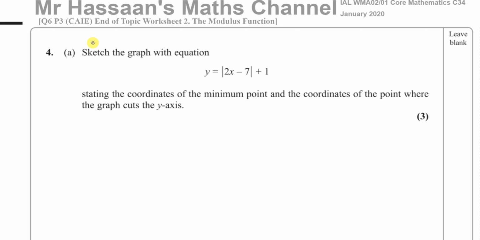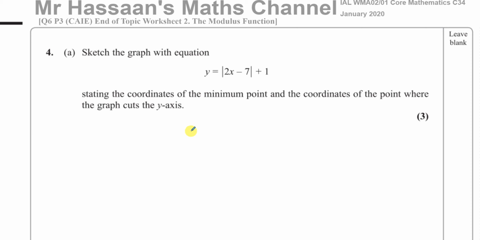I'm now answering question number 4 from the International A-Level Edexcel Core Mathematics C34 paper from January 2020. This question is also question number 6 for my Pure 3 end of topic worksheet number 2, the modulus function. This is from my Cambridge collection, and one of my students at school has asked me to go through this question, so I thought I would record the video.